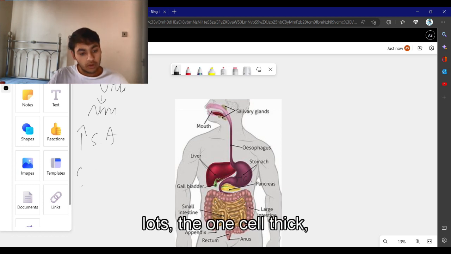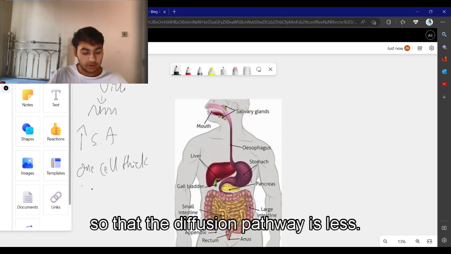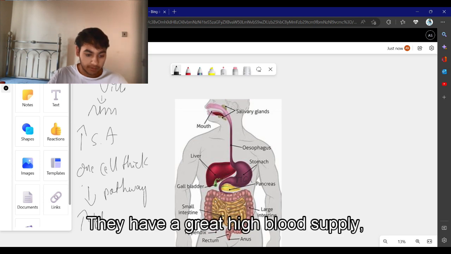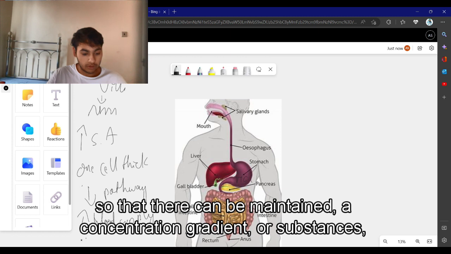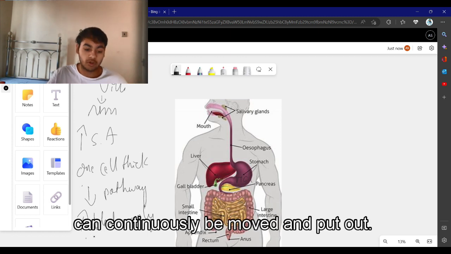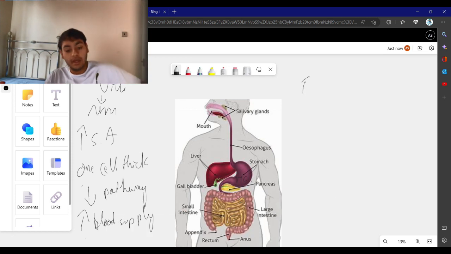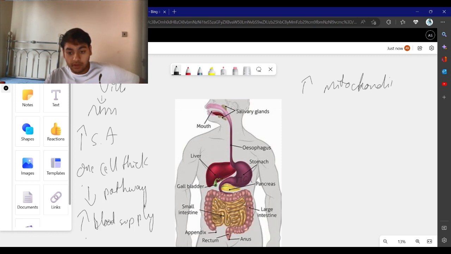They're one cell thick, so that the diffusion pathway is shorter. They have a great blood supply, so that substances can continuously be moved and brought around. But the A level definition for you is maintain a concentration gradient. And then they also have lots of mitochondria. Why do they have lots of mitochondria? This is to do with active transport, something you need to know.